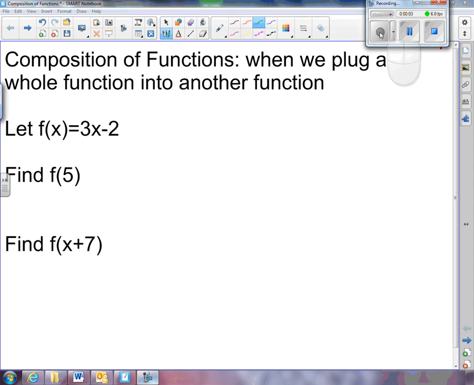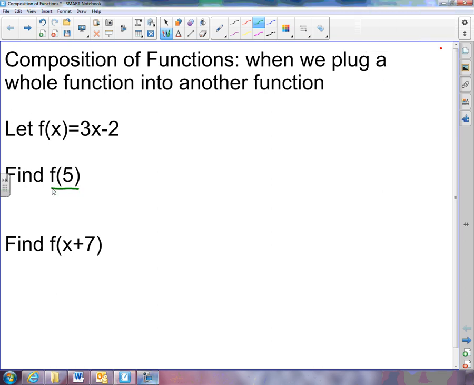Class. Today we're going to be doing something called composition of functions. It's one of the other operations of functions that we started working on earlier this week. A composition is just when we plug a whole function into another function instead of just plugging a number in. But let's start with just plugging a number in to get us the idea.